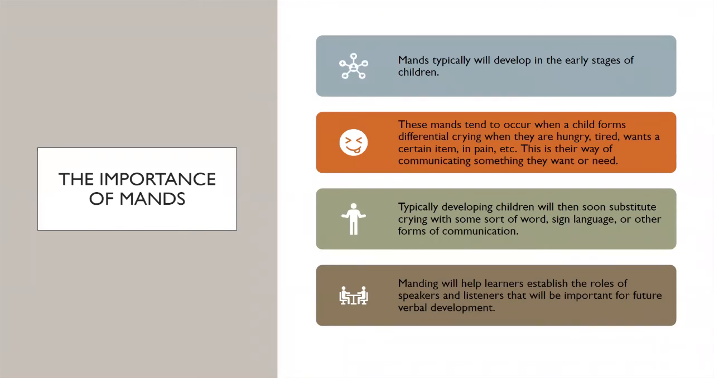Mands typically will develop in the early stages of children. When babies cry, they have a different cry for certain things, such as being hungry or being tired. As typically developing children get older, they will soon use words or sign language to communicate their wants and needs.